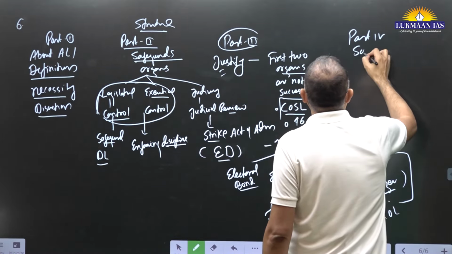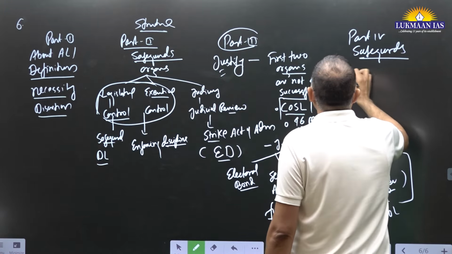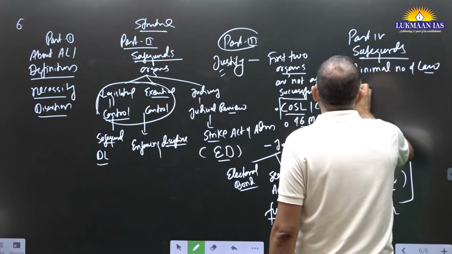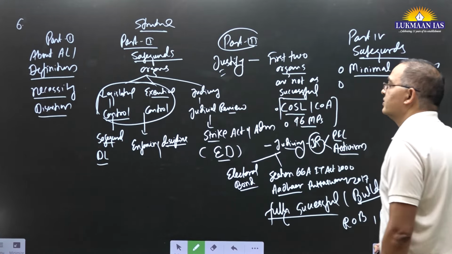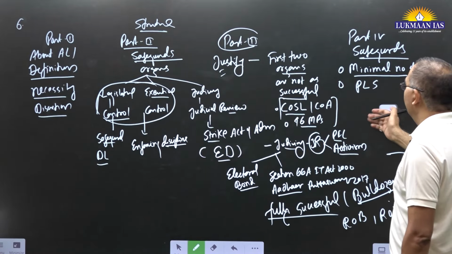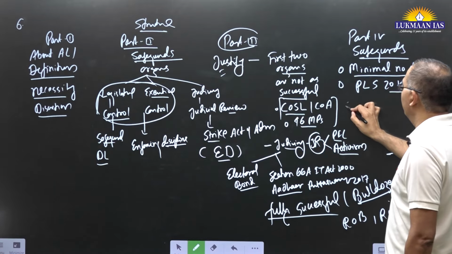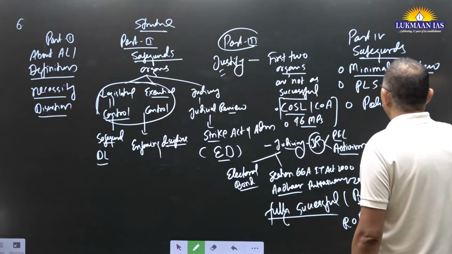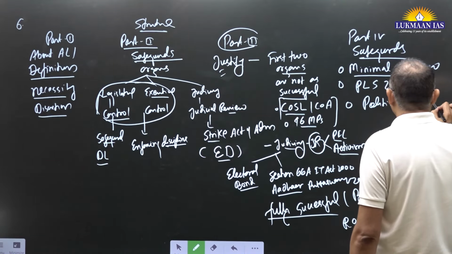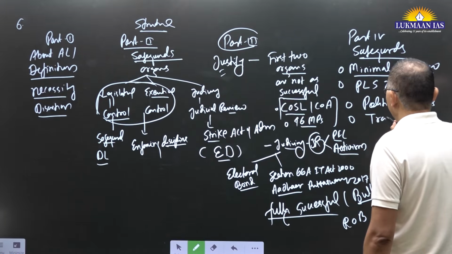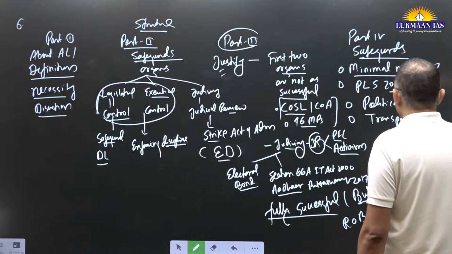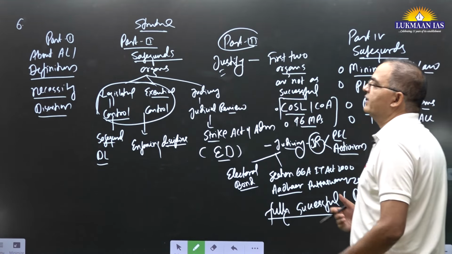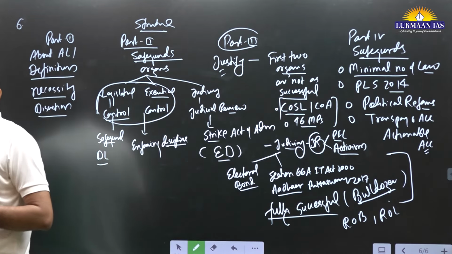Part 4, safeguards. Safeguards would be a minimal number of laws. Minimal number of laws can be considered. Pre-legislative scrutiny, which was introduced in 2014, but we need to make it more. Then we can consider political reforms to strengthen the functioning of Parliament, more transparency and accountability, that is called actionable accountability. So there should be more and more citizens' participation and civic political culture.